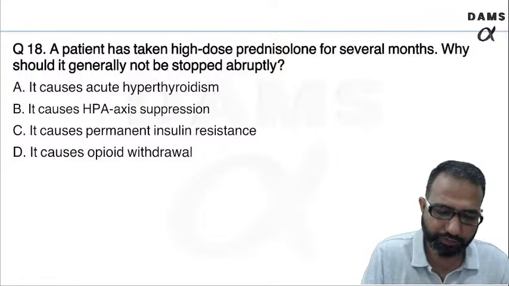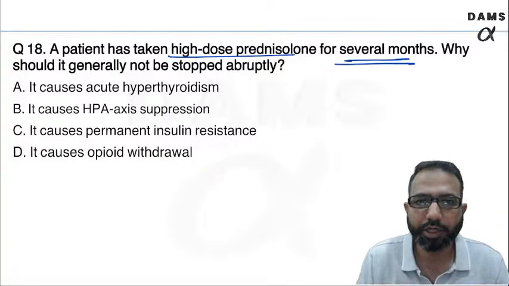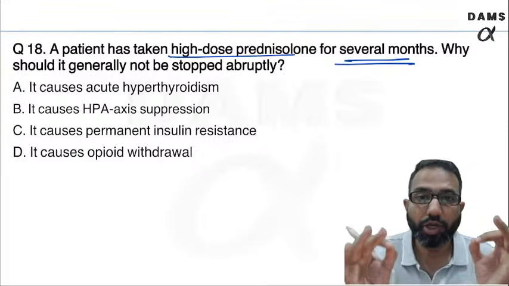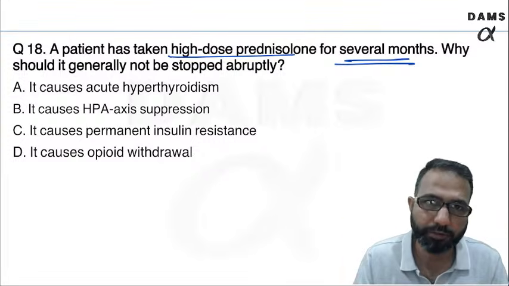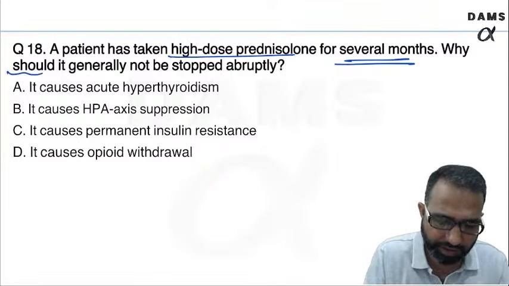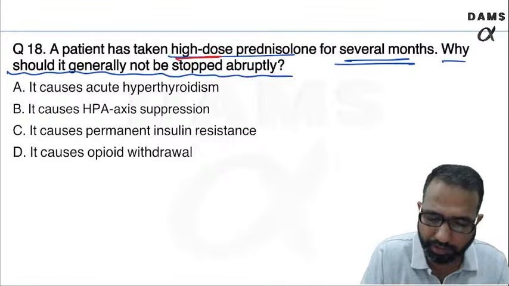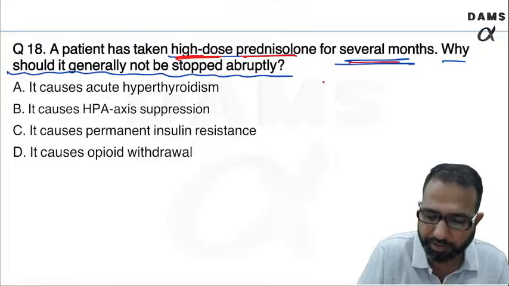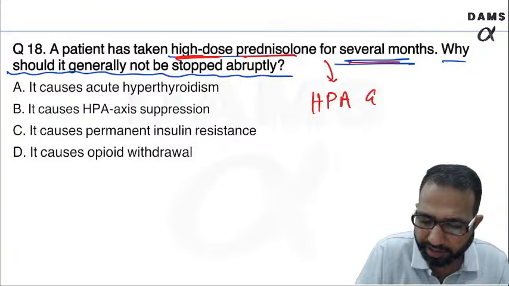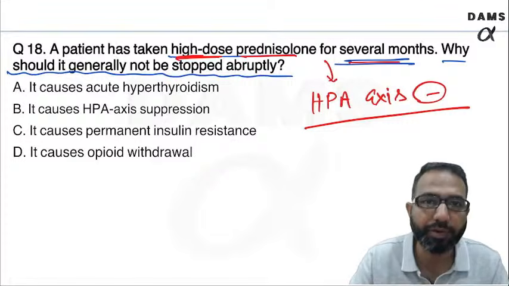Okay, let's see the next question. A patient has taken high dose prednisolone for several months, continuous steroid. You know the main thing in steroids other than mechanism is the adverse effects of long-term use. Chronic use adverse effect. Why should it generally not be stopped abruptly? So what happens when we give steroids regularly for several months? It leads to suppression of the hypothalamo-pituitary-adrenal axis. Because if you give the steroid from outside, the axis will get suppressed.